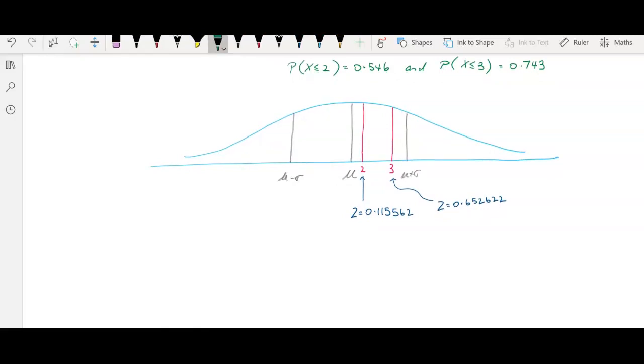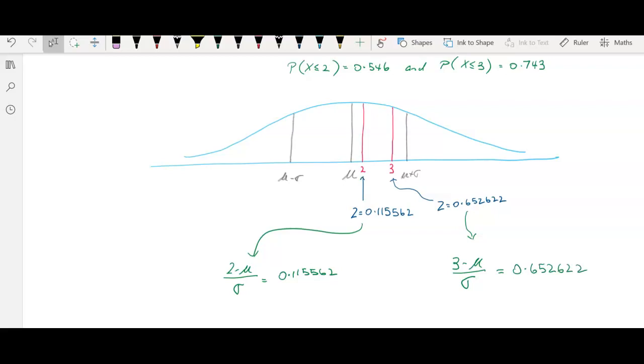So let's go with this one. From this, I can say that 2 minus mu over standard deviation, which I don't know, has to equal this value here, 0.115562. What does this one tell me? That 3 minus mu over the standard deviation has to equal 0.652622. Why is that? Because they are equivalent. I found my z-scores.